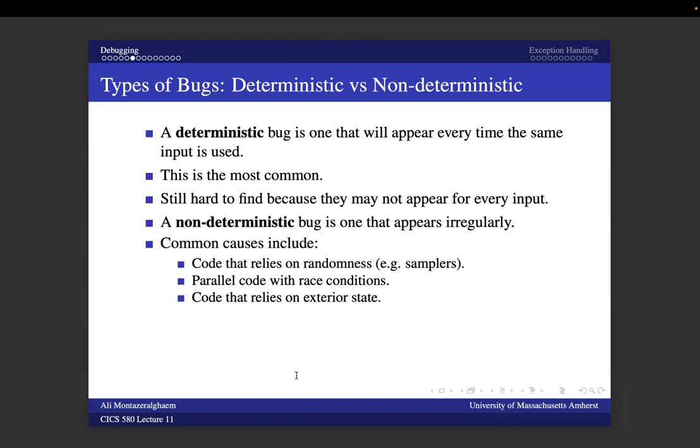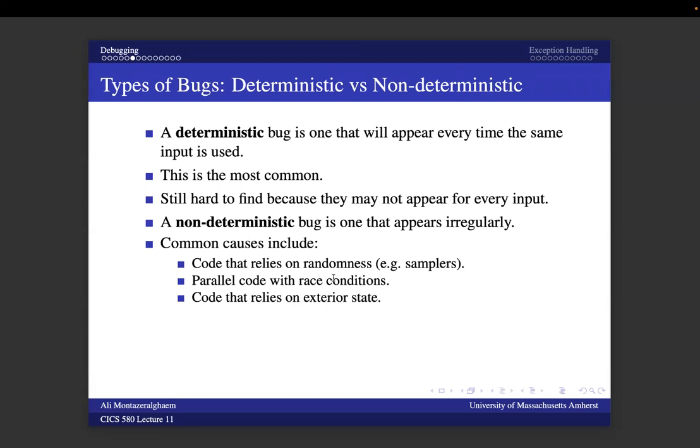Another one is the non-deterministic bug, which appears irregularly. As an example of this, consider that you have code that is based on randomness. Sometimes you are getting a bug, or your program can have a bug with some random numbers, but with other random numbers, you are not getting the same error. In this case, it means that your code is generating a non-deterministic bug.